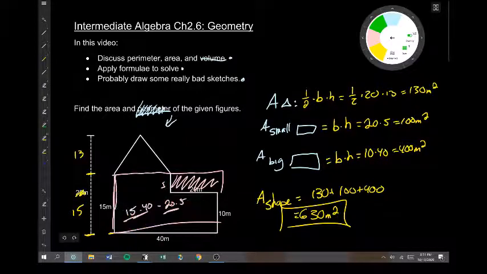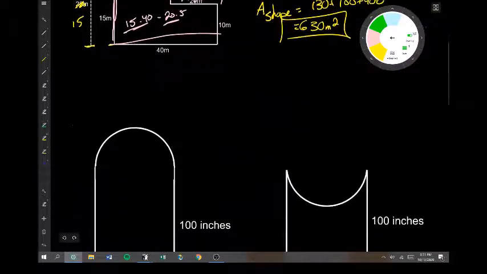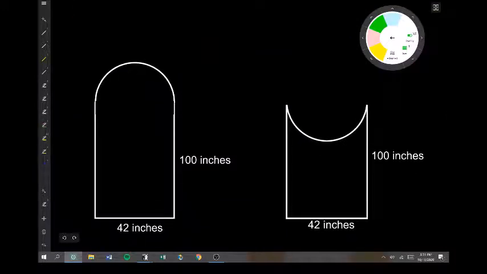Sometimes doing subtraction from a big piece is better than doing addition of smaller pieces. That's an important thing to remember. Sometimes subtracting from a big chunk is faster, easier, better, simpler than adding together smaller chunks. Something to remember. Okay, I'm going to find the area and perimeter of both of these shapes.